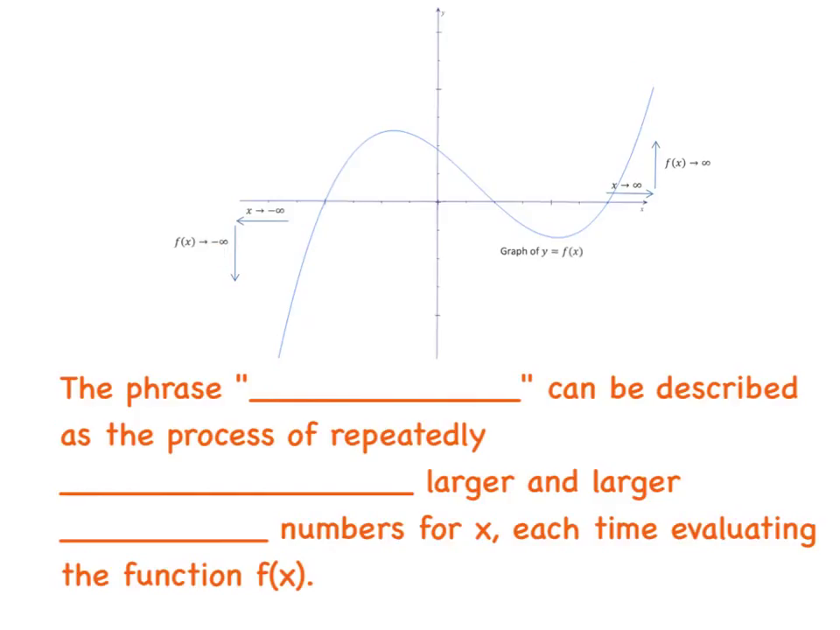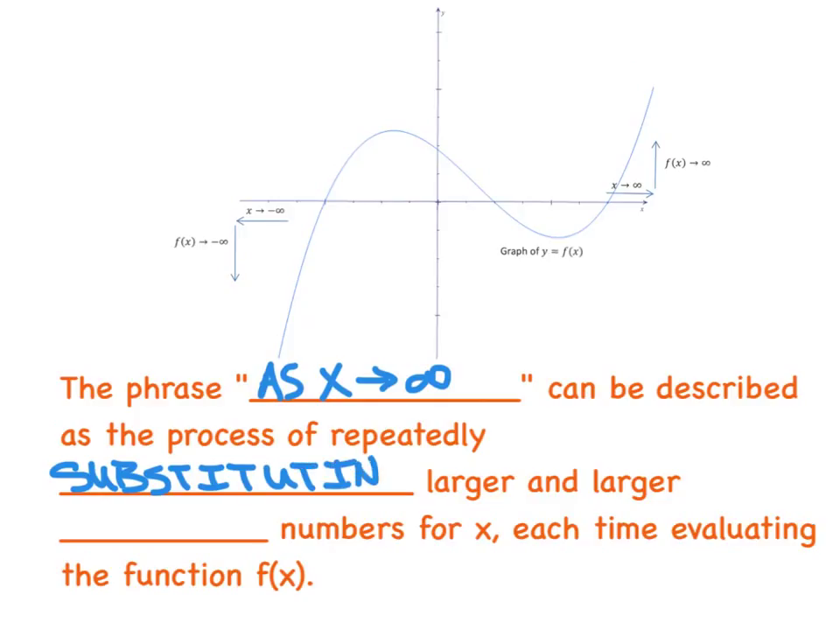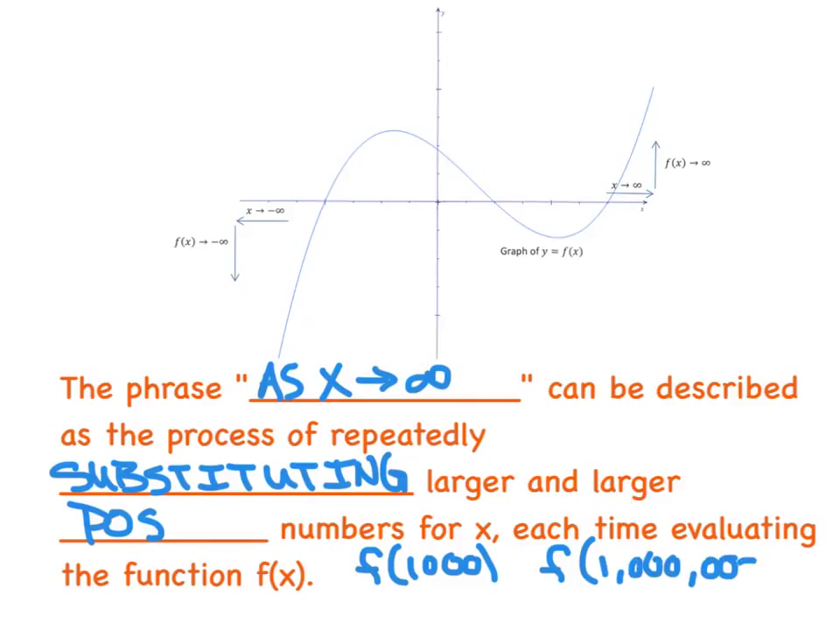So this whole phrase, as x approaches infinity, can be described as the process of repeatedly substituting larger and larger positive numbers for x. And each time you do that, you're evaluating the function f of x. So it's like, what's f of 1,000? And then you're like, what's f of 1,000,000? And so forth as we get closer and closer to infinity.